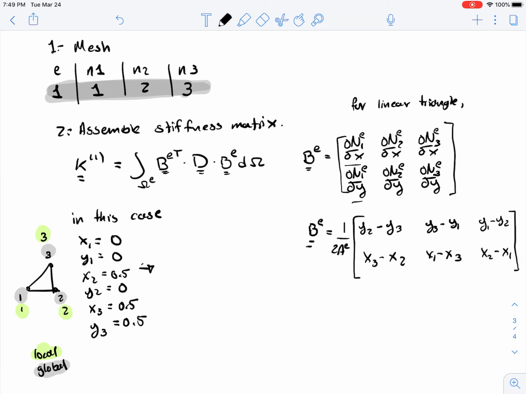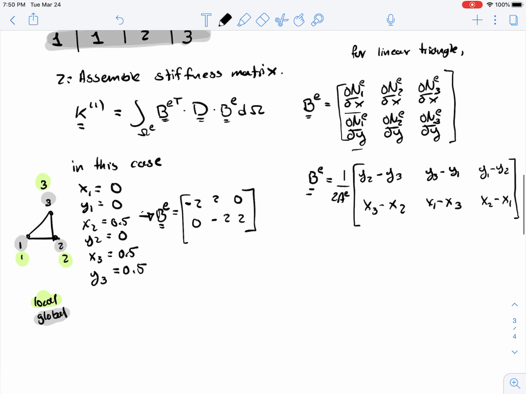So using these values, I can actually get the B matrix for this element, and I can calculate the area. So I can find that the B matrix for this element is minus 2, 2, 0, minus, 0, minus 2, 2. Again, I just used this definition to calculate the B matrix.